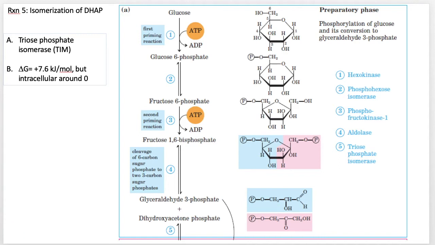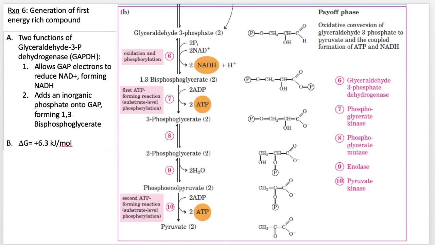Leaving the energy prep phase, the energy input phase, we are now entering the energy output phase, the payoff phase, whatever you want to call it. So we've done 5 reactions so far. We're going to move on to reaction number 6. And this is where things start to pay off. It's going to be awesome.